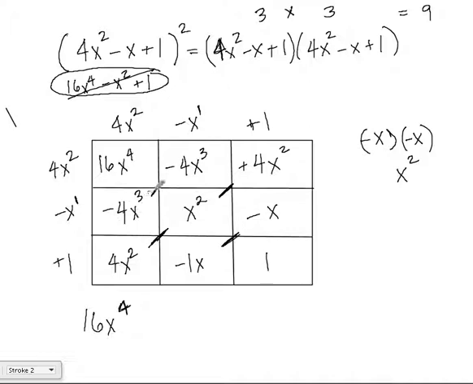So negative 4x to the third minus 4x to the third is negative 8x to the third. 4x squared plus x squared plus 4x squared would be, what would that be? 8, 9. So that would be plus 9x squared. Negative 1x minus 1x, which I didn't put the 1 there, but you can if you want to or not, is negative 2x, and then plus 1.